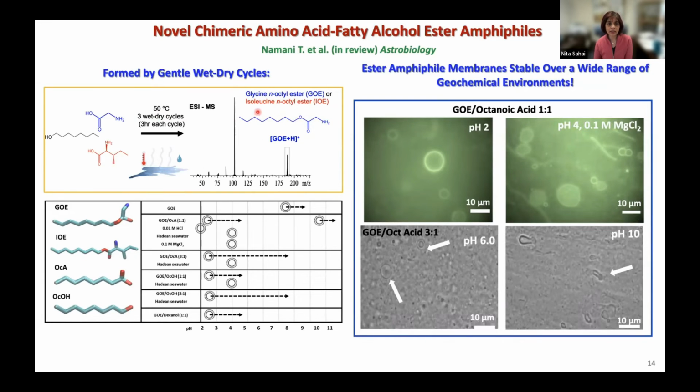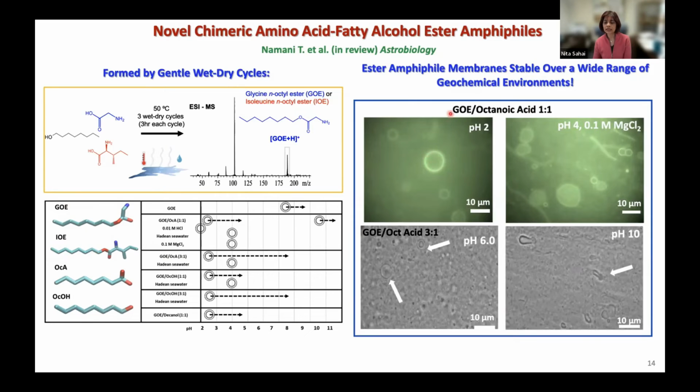So here's the tail that is coming from the fatty alcohol. Here's the ammonium that's coming from the amino acid. Here's the carboxy that's coming from the amino acid. And we've identified them with mass spectrometry. We've done this with glycine as well as with a different amino acid called isoleucine, and using octanol as our specific fatty alcohol. We find that they make beautiful vesicles when we combine them with octanoic acid in a 1-to-1 ratio.